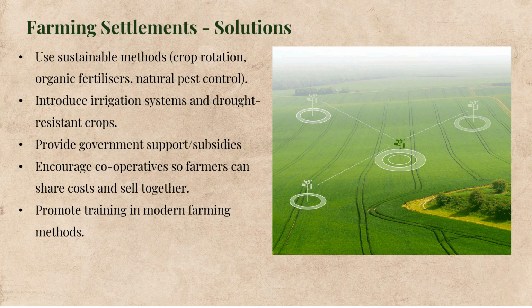The government can also step in and support the farmers by granting subsidies. They encourage cooperatives so that land is divided and farmers can share costs and sell together. And there should also be the promotion of training in modern farming methods.